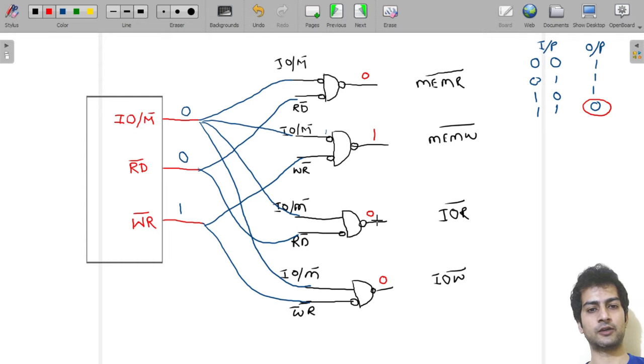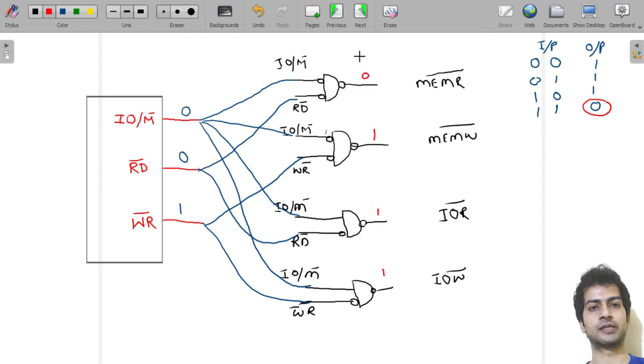Now similarly, if you continue it for the remaining 2, then here and here also you will get 1 1. So from here we can conclude that the microprocessor at a time can perform a single function. If it is performing memory read, then all the remaining 3 functions are deactivated.